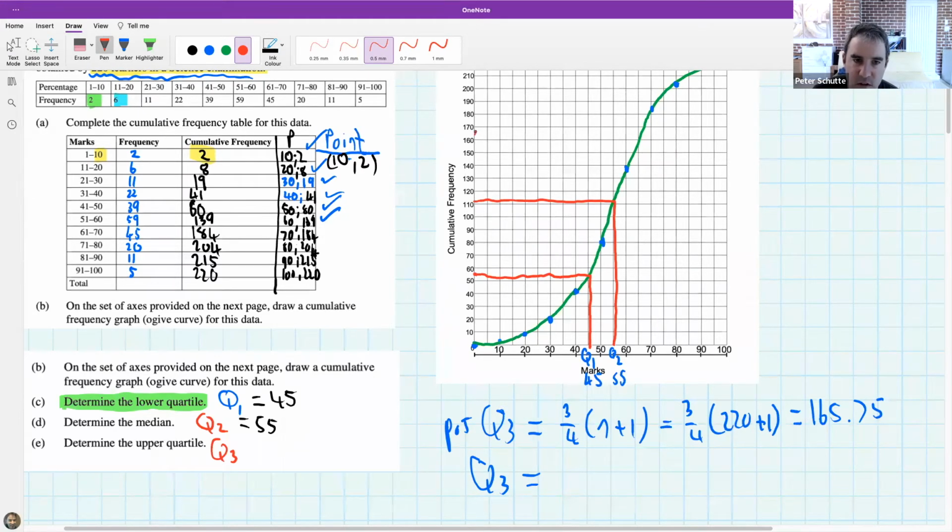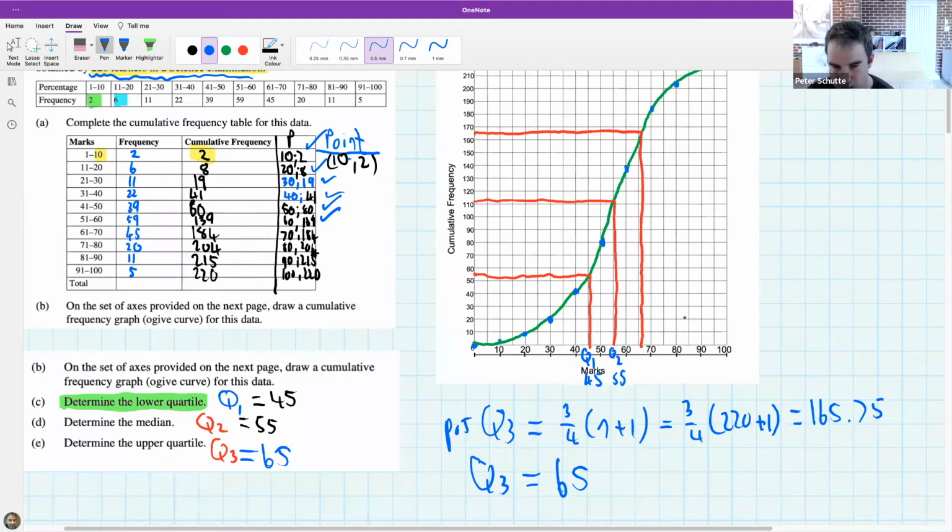$165.75. Somewhere around there. Yeah, so 65 or 66. Obviously, the scale is not perfect, but I'll go with 65 for that. And so that would be the upper quartile.